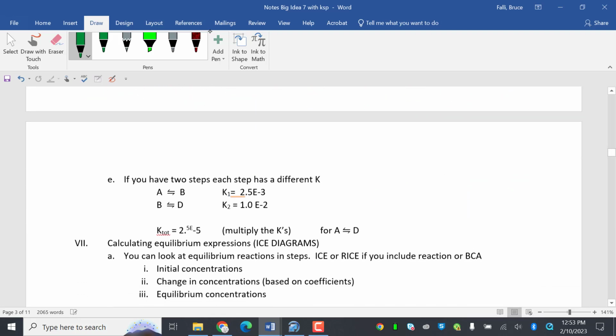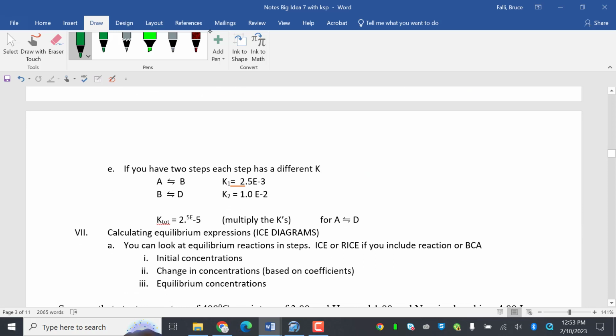There we go. If you have 2 steps, each step has a different K. The way you find K total is by multiplying them. So K total is 2.5 E negative 3 times 1.0 E negative 2, which is going to be 2.5 E negative 5. All right.